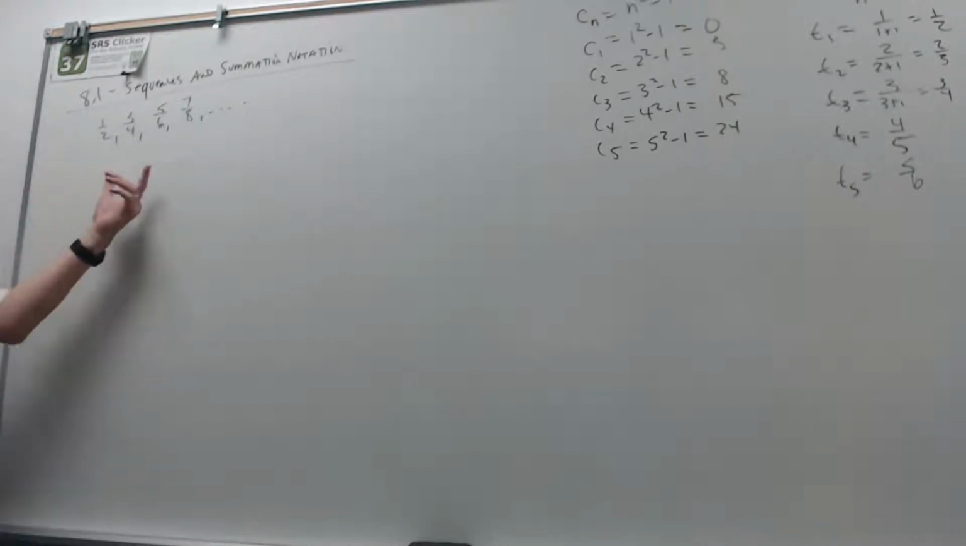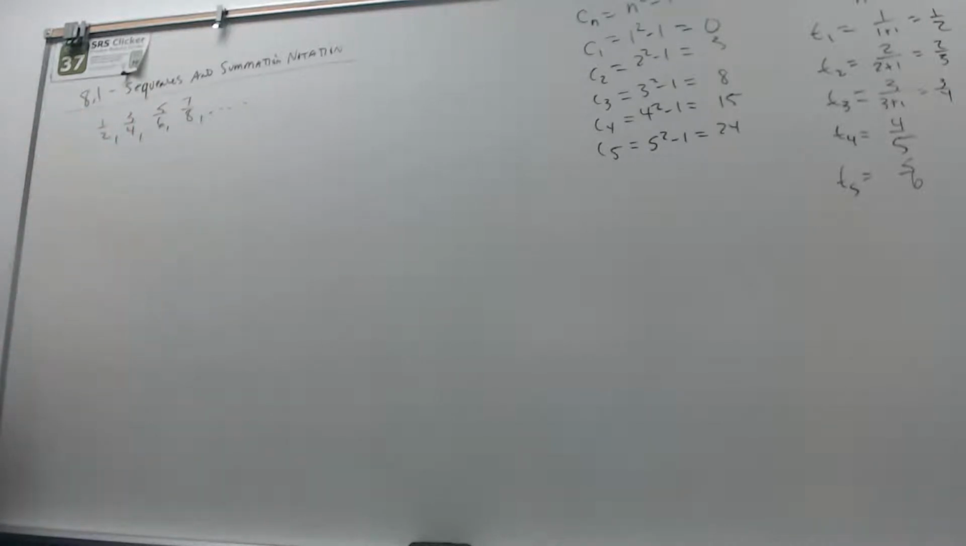Now I erased it here, but do you see the numerators are all odd? For those of you who are keeping notes, what was the formula we used for odd numbers? 2n minus 1. So that could be your numerator, right? What would be a good formula for even numbers? 2n. So those would be even numbers. So this could be a sub n equals 2n minus 1 over 2n. Not too bad so far.